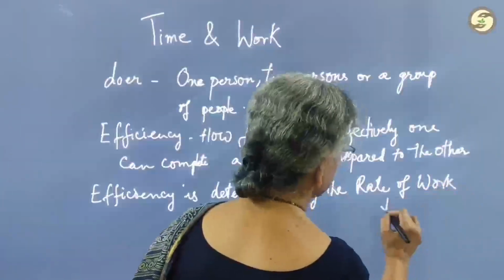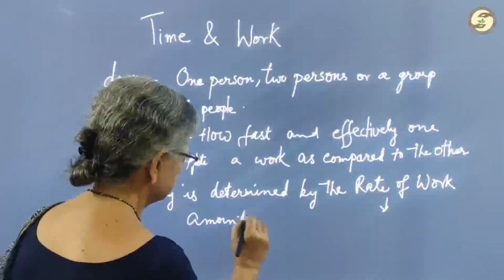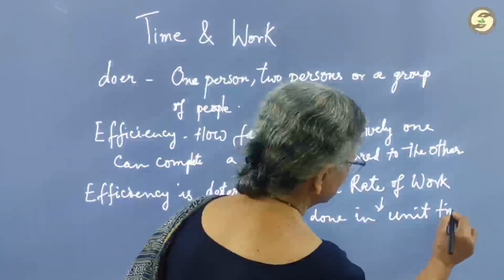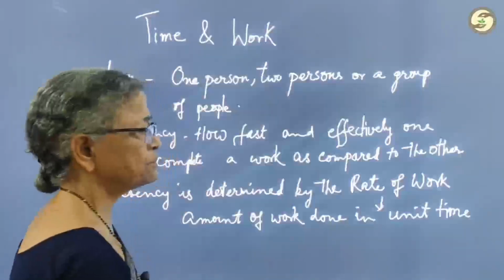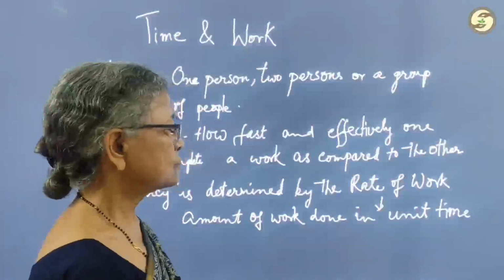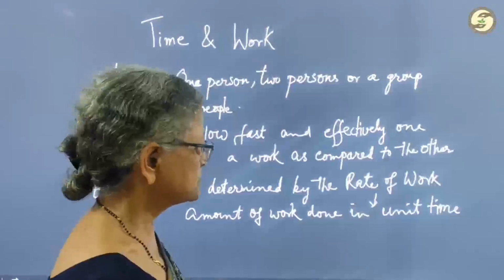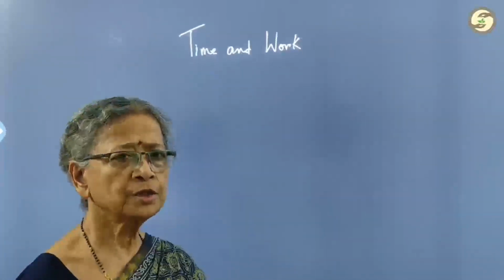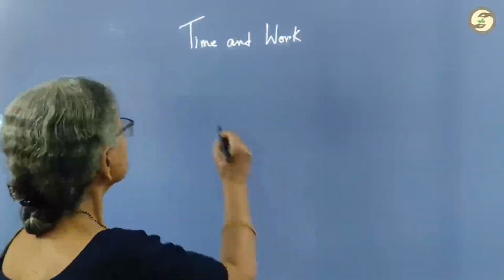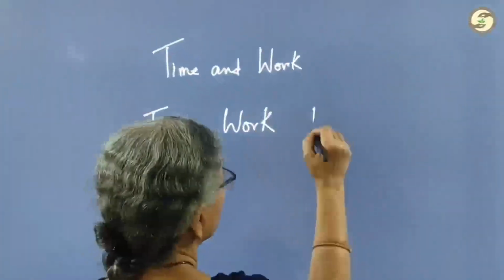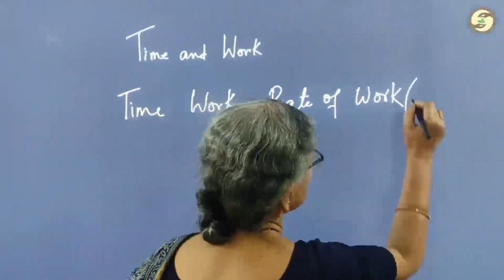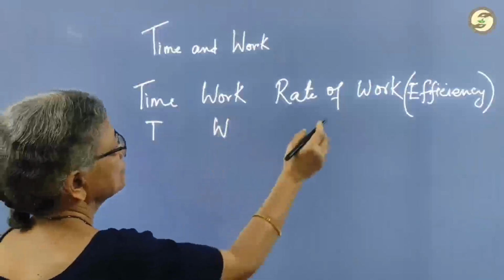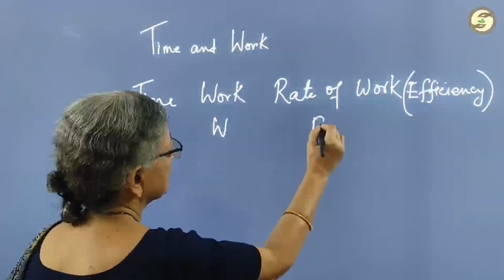What does that mean? Rate of work? This is the amount of work done in unit time. And as we said, it could be 1 second, 1 minute, 1 week, 1 day, 1 hour, so on and so forth. Now we shall try to understand the relation between these three words: time, work, and rate of work, which means efficiency. They are denoted by letters T for time, W for work, and rate of work by R.